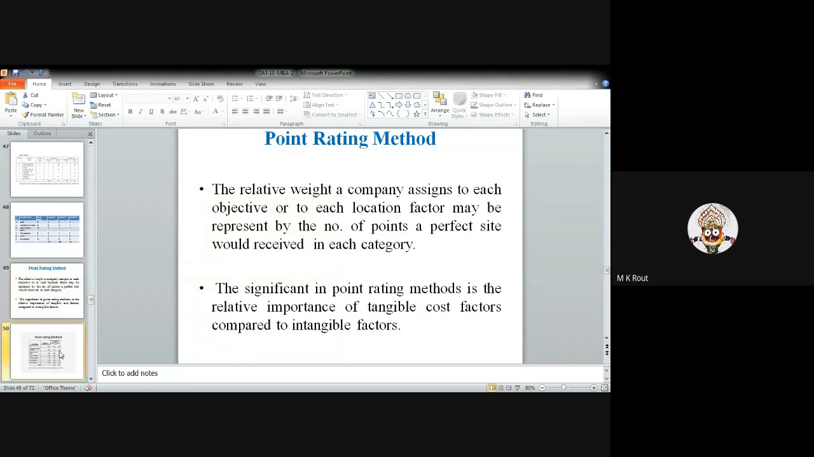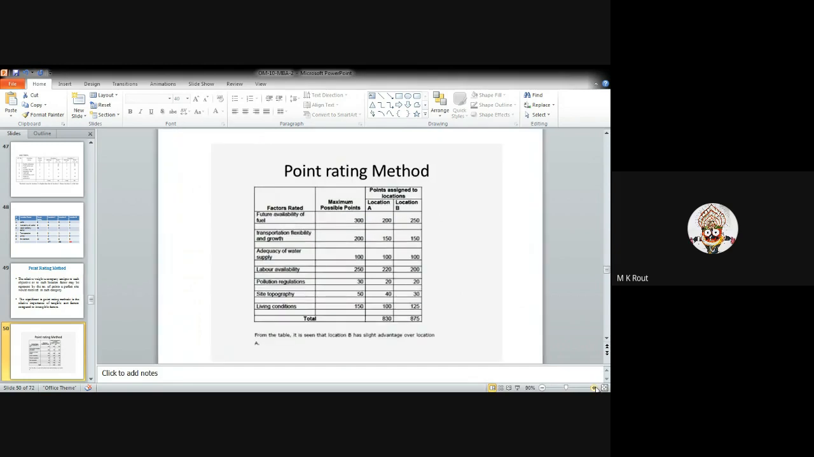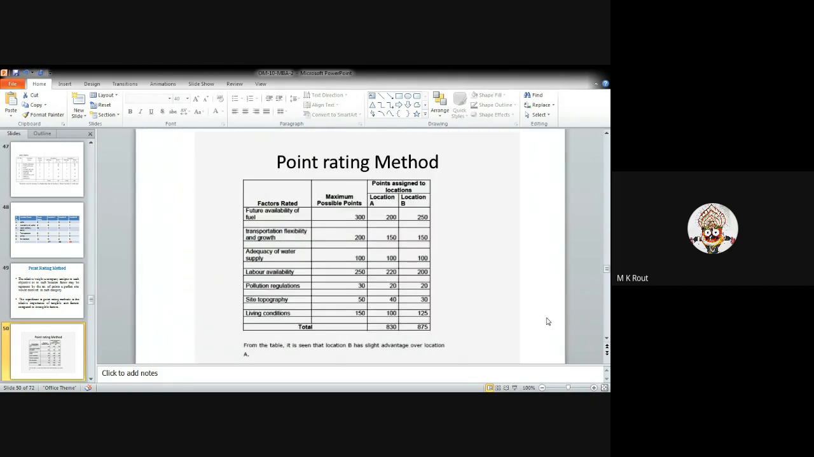Moving to the next part, you can see in the point rating method, this is a typical example of a particular manufacturing unit. The factors rated are given. The first one is future availability of fuels. The next is transportation flexibility and growth, adequacy of water supplies, or you can say utility supplies. The next are labor availability, pollution regulations, site topography, and living conditions.